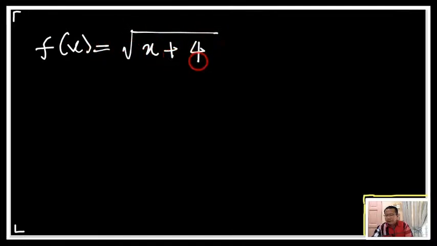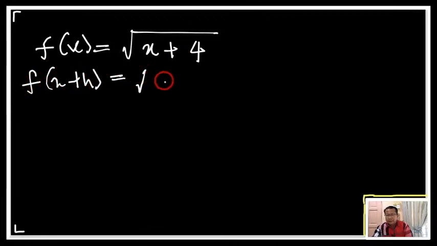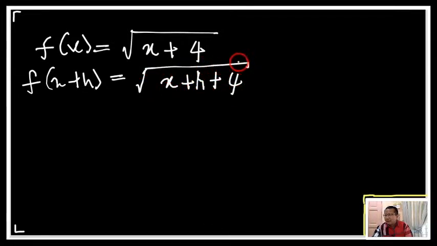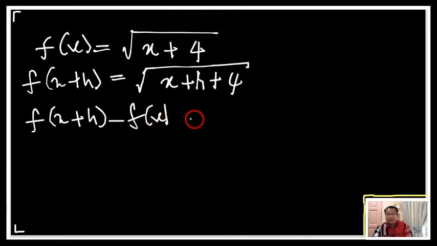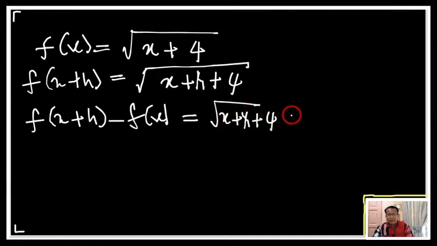Another example, f(x) equal to square root of x plus 4. So f(x plus h) equal to square root of x plus h plus 4. Like this. So you minus this, f(x plus h) minus f(x), you get equal to square root of x plus h plus 4 minus square root of x plus 4.